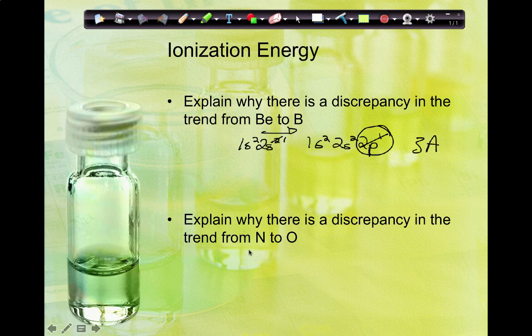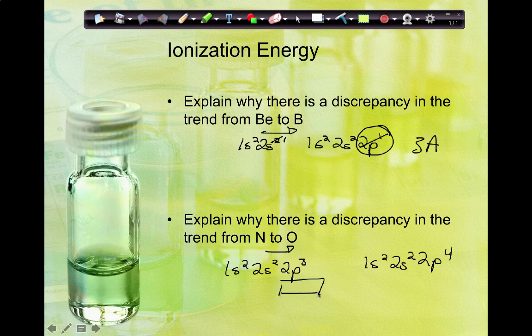So let's explain why there's also a discrepancy from nitrogen to oxygen. Well, from nitrogen to oxygen, we're again moving from left to right, so it should go up, but there's a small decrease. When we look at the configuration, nitrogen is 1s2, 2s2, 2p3. Oxygen is 1s2, 2s2, 2p4. So remember what I said, anytime we have a discrepancy, look at the configurations.